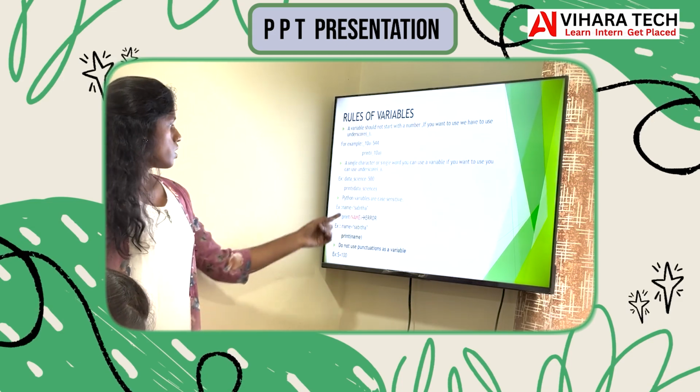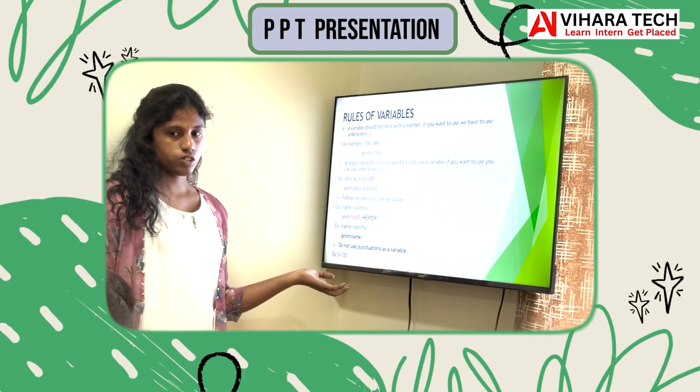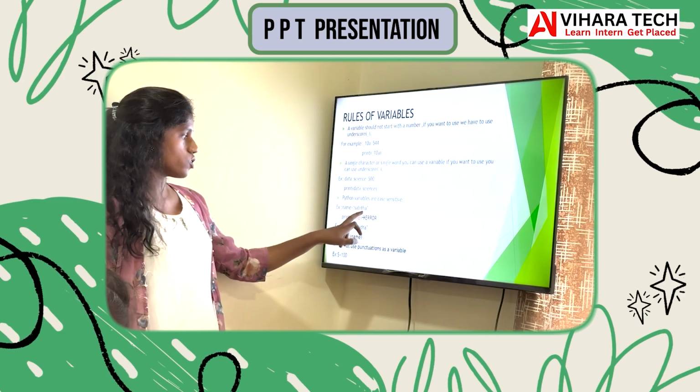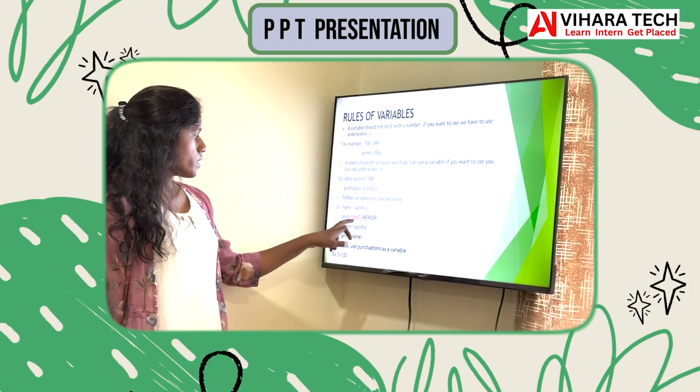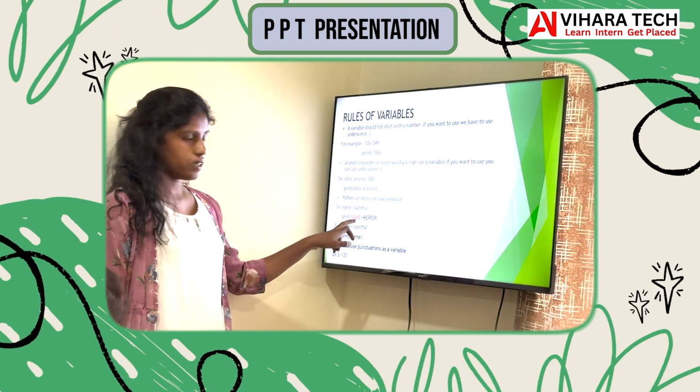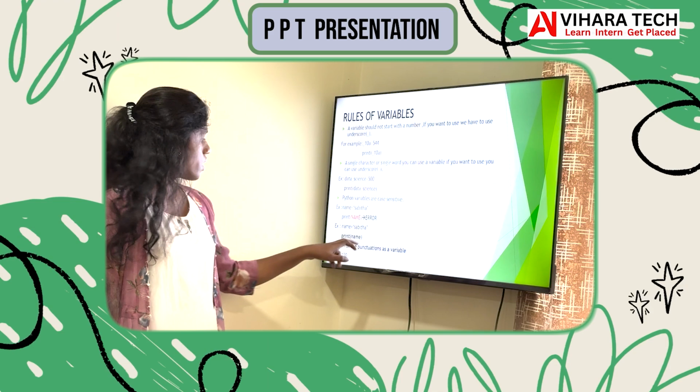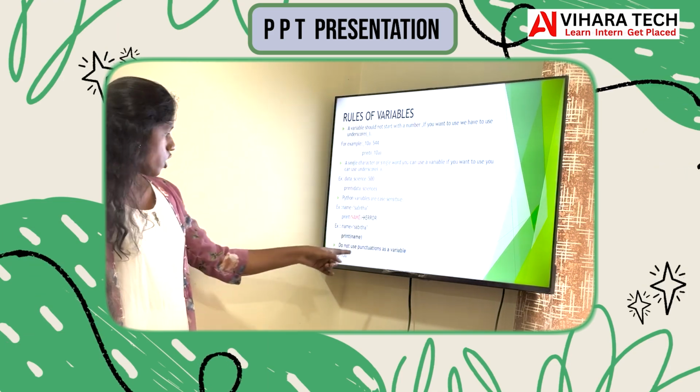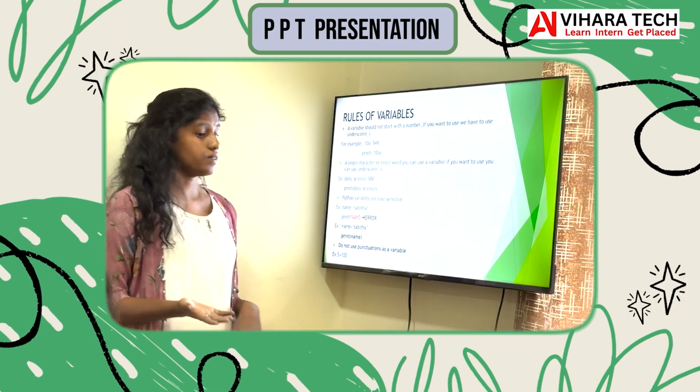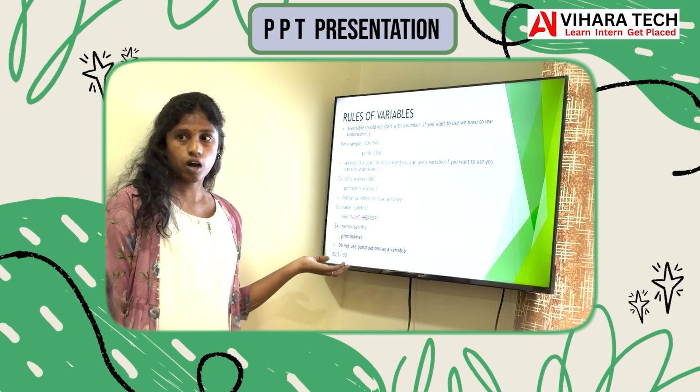Rule 3. In Python, names are case sensitive. For example, here name is equal to Sabita. I am trying to print with a capital letter, but it throws an error. Rule number 4. Do not use punctuations like underscore, dollars, all this type of thing.